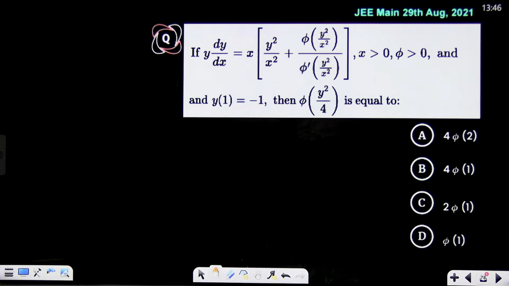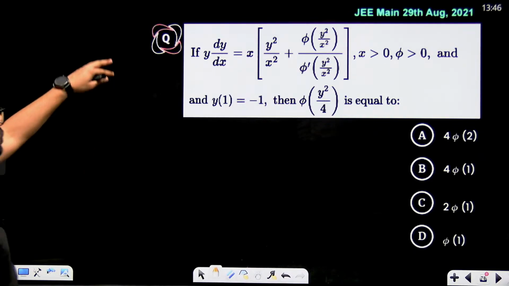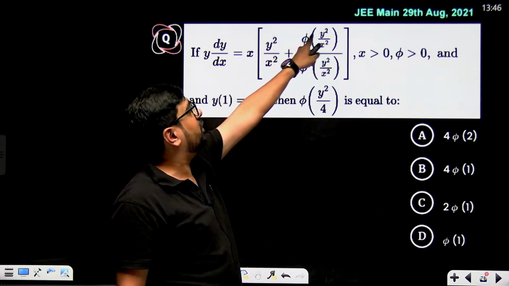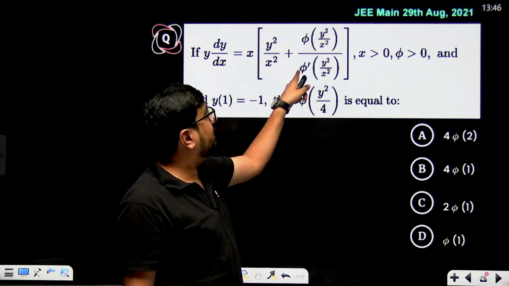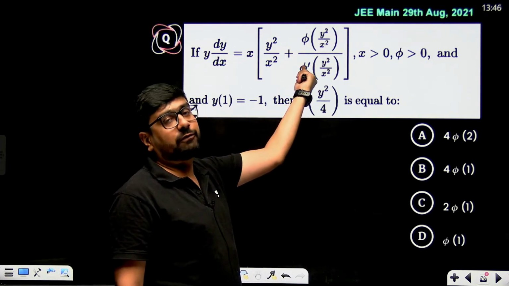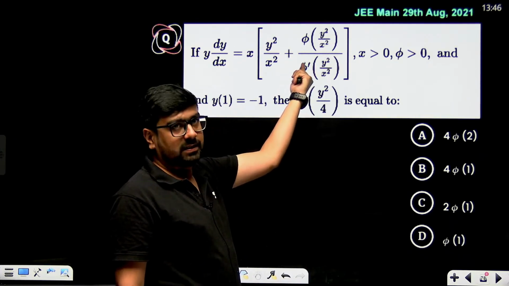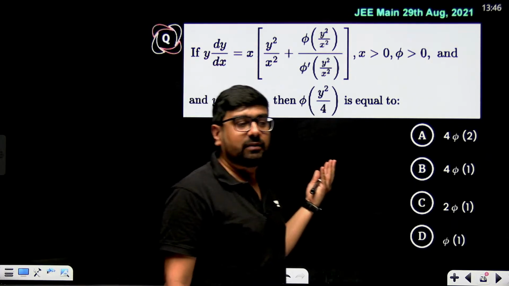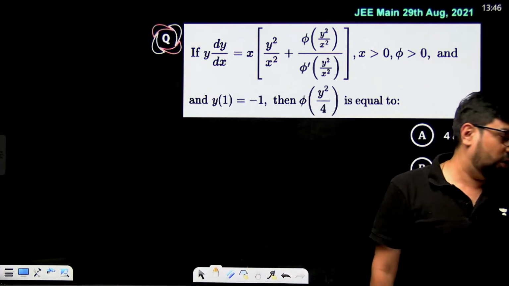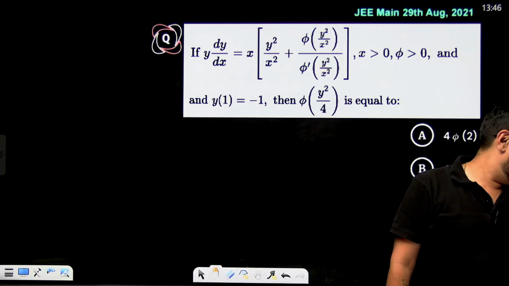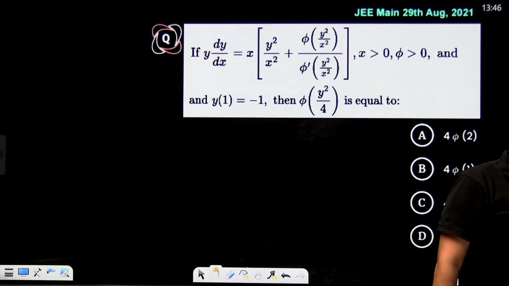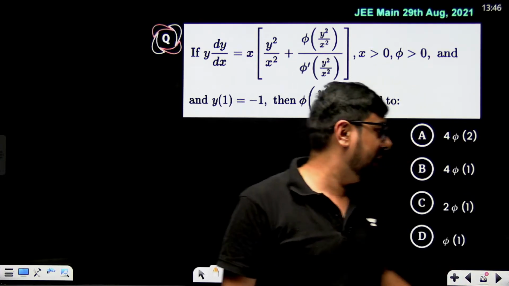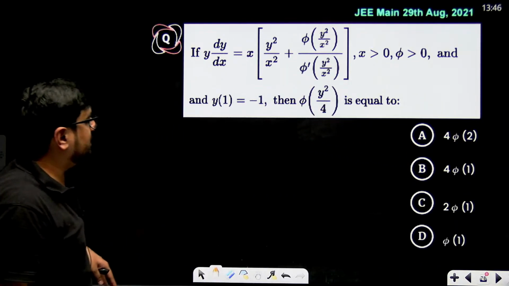One more. Here also it looks horrible, but see, this is a function of y square by x square. This is another function of y square by x square. Not function actually, this is f dash. And here the equation is already given in the homogeneous form. We don't actually have to do anything over here. Can you see that? Everything over here is already given in the homogeneous form.